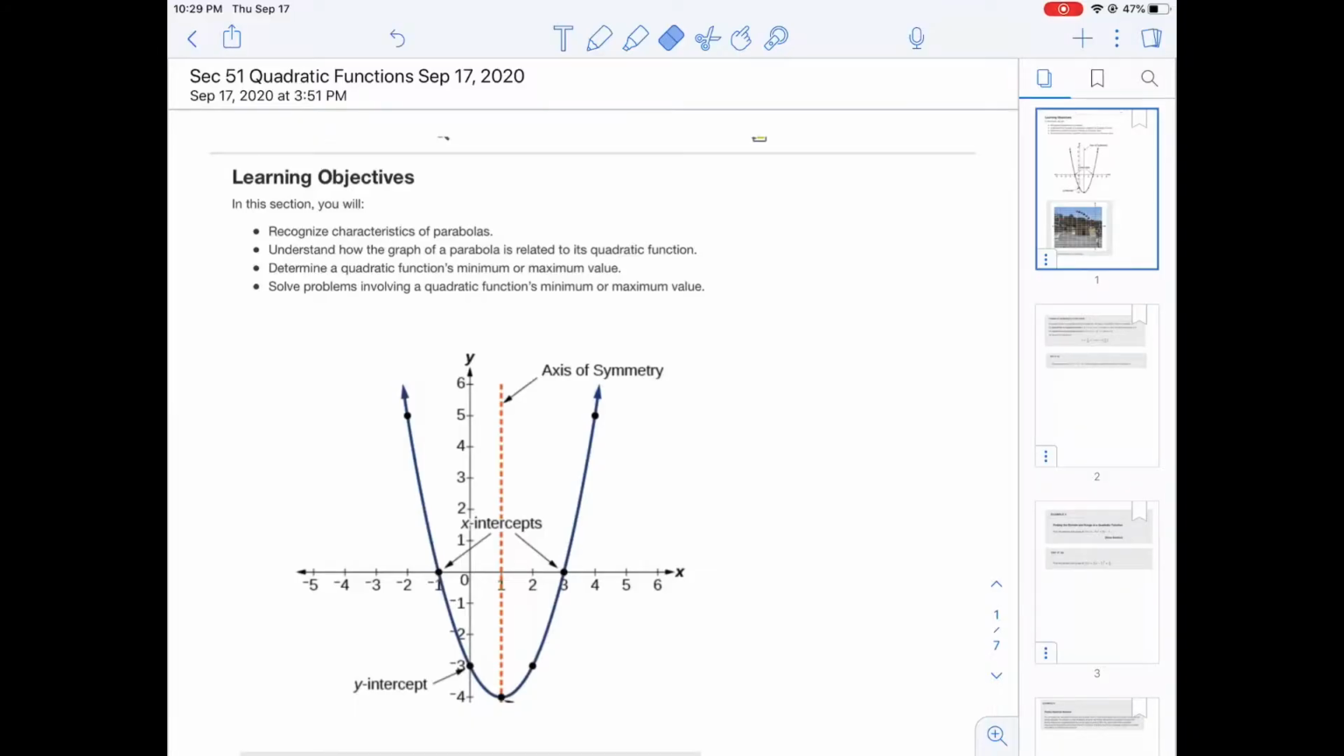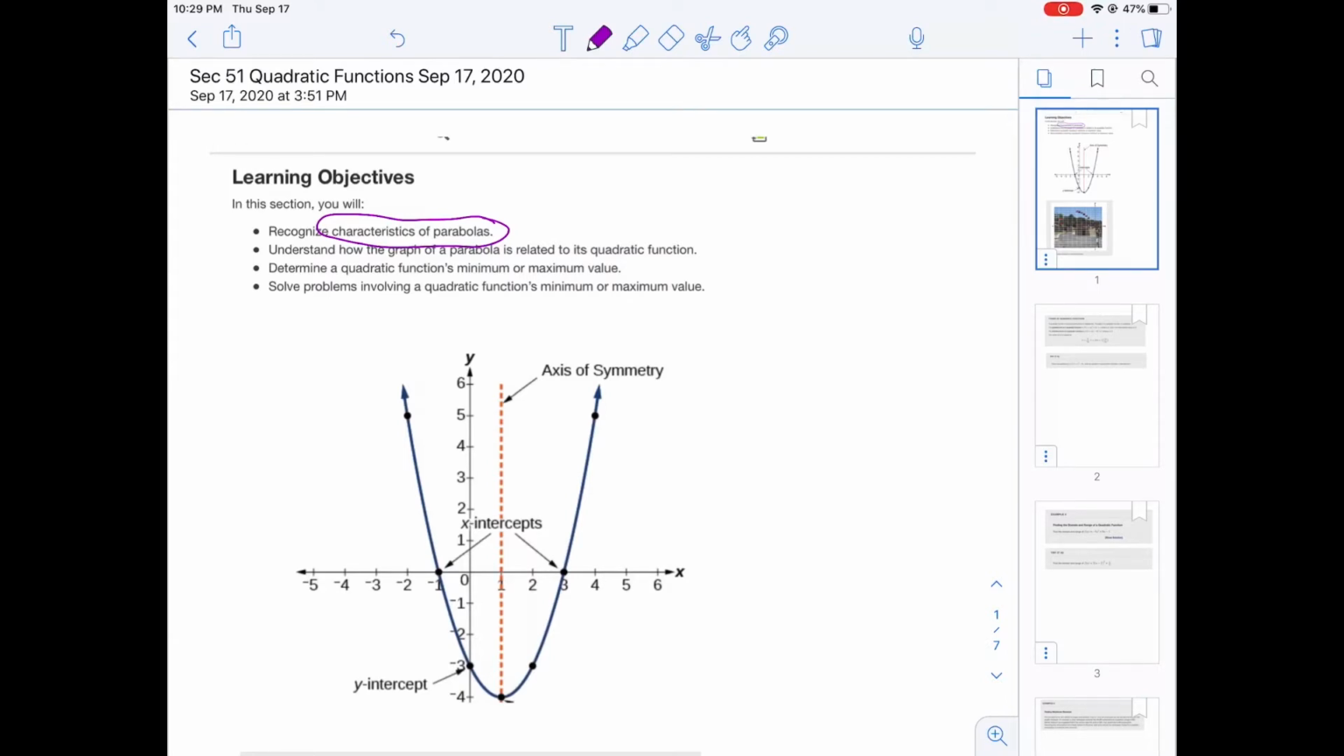So here's a video about section 5.1. We're going to skip up to that section and talk about quadratic functions. In quadratic functions, we're going to talk about the characteristics of parabolas and what the graph looks like, and how to solve problems involving the quadratic's maximums and minimums and try to find some of the characteristics of those polynomials.